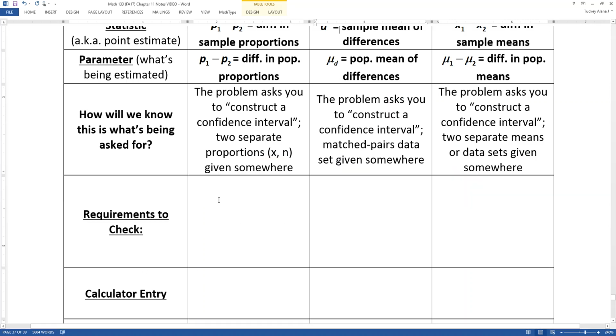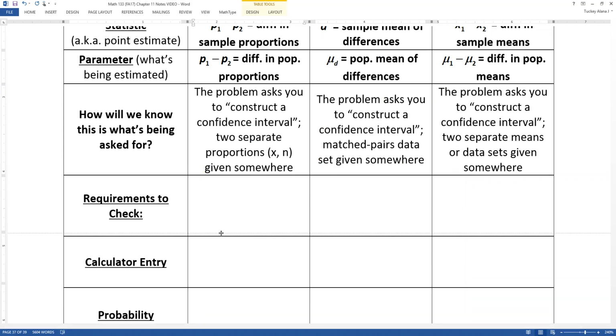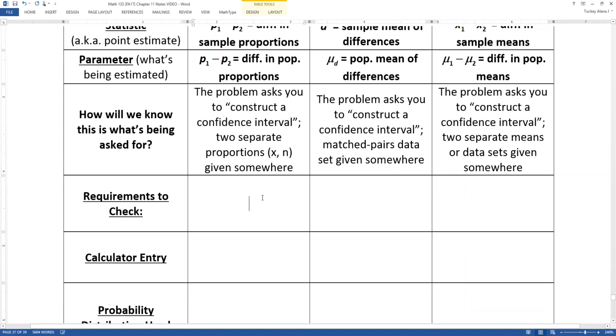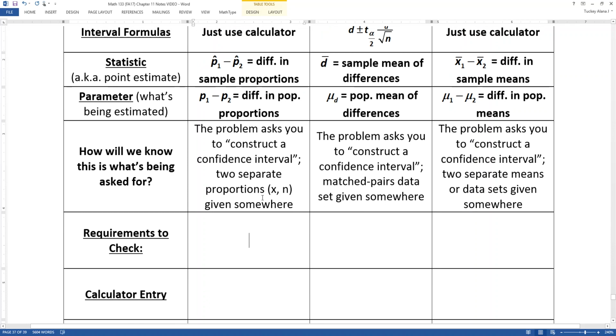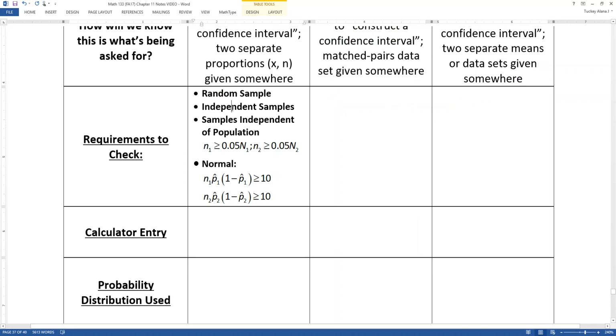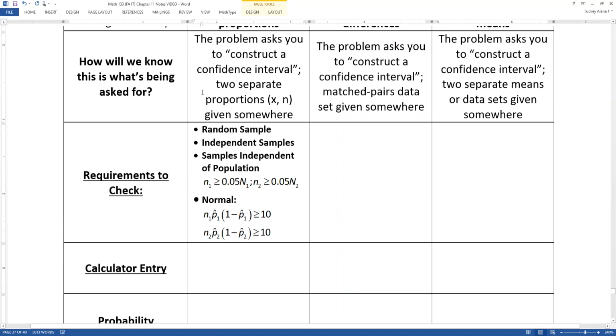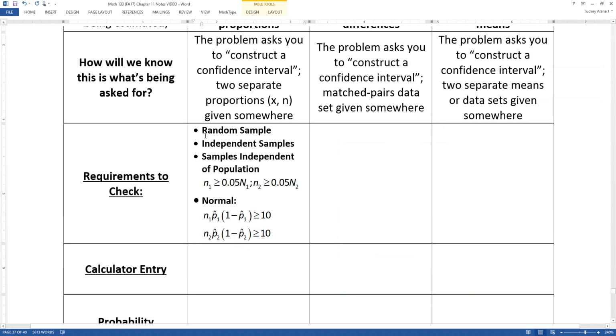Now, as for the requirements we have to check, they're kind of the same requirements we've been having since chapter 8, quite frankly, which is when they first came into play, because these requirements are built out of the central limit theorem. Namely, we need things to be random, we need independence, and we need normality. So there's a lot of requirements, but there's just more of them. And there is one added requirement.